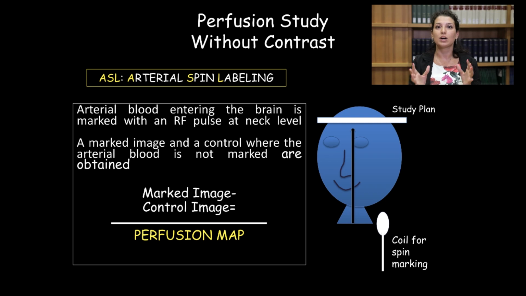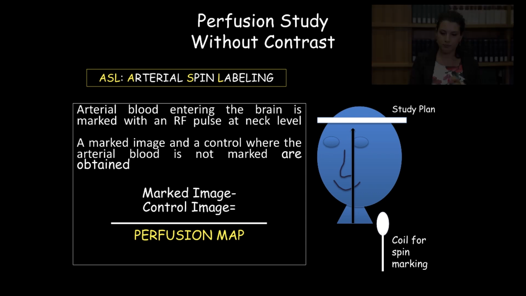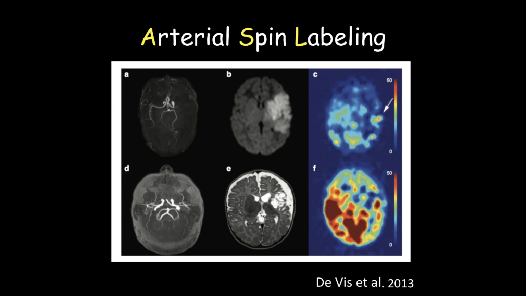Afterwards, we acquire a control image. The control image is an image at the same level, but we do not mark the spins before. After the subtraction of the control image from the marked image, we have a perfusion map, a map based on the protons that were marked before. And this is an example.